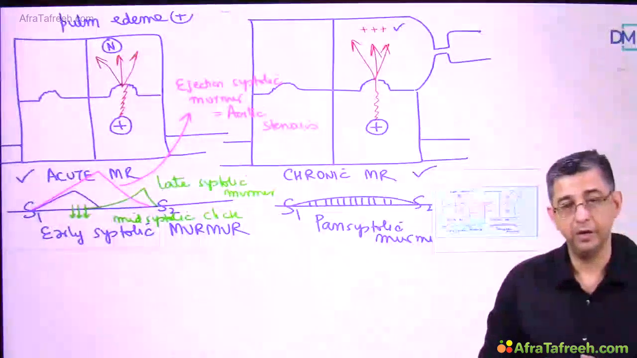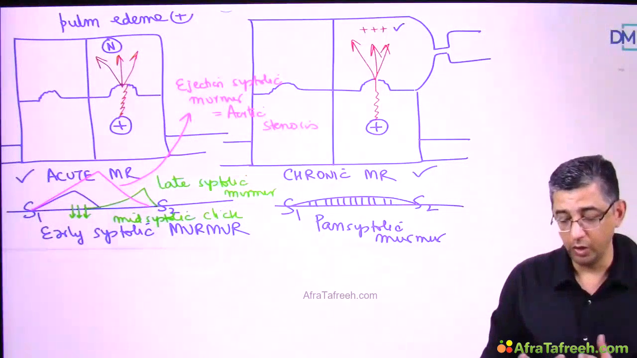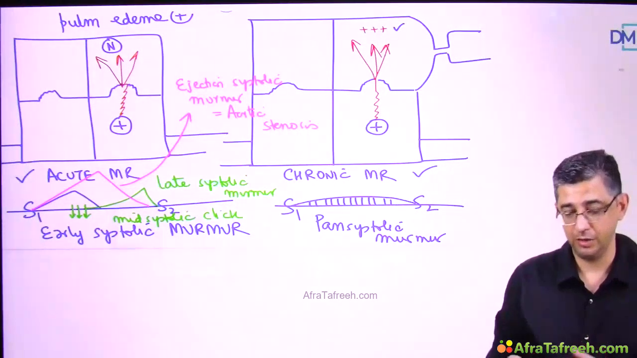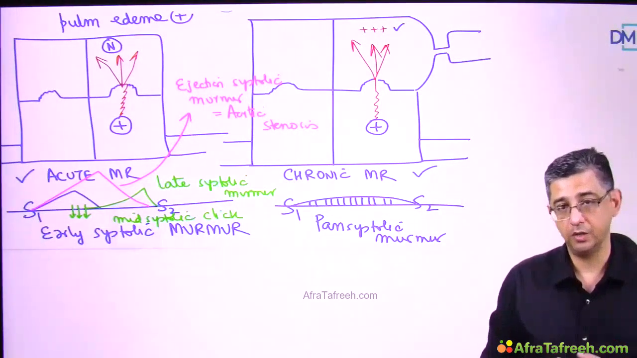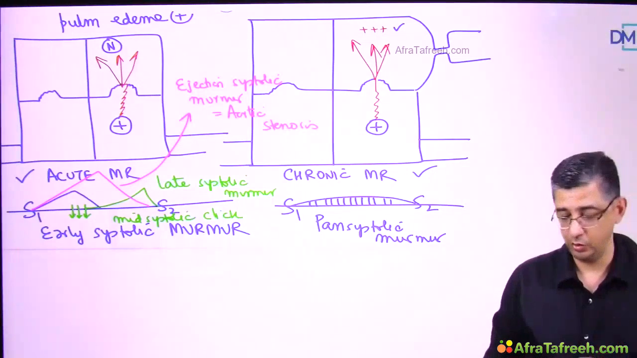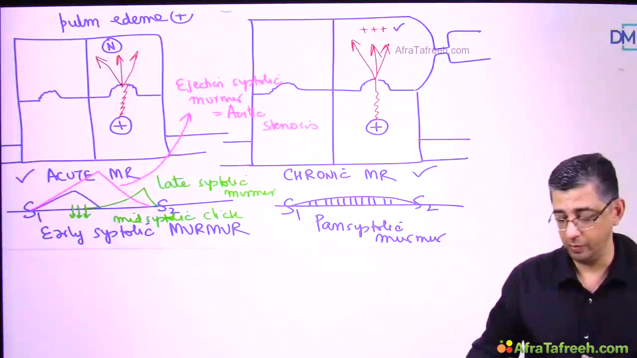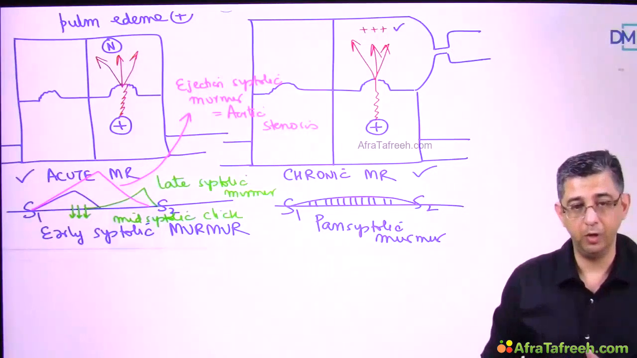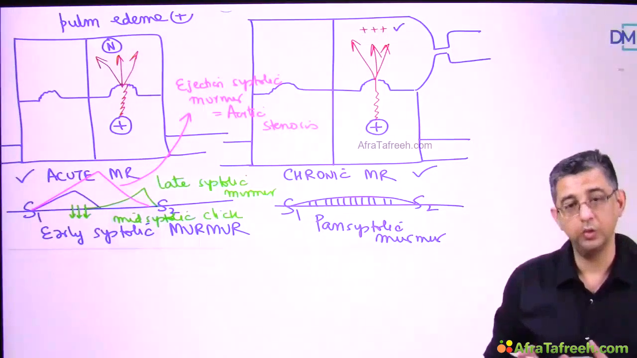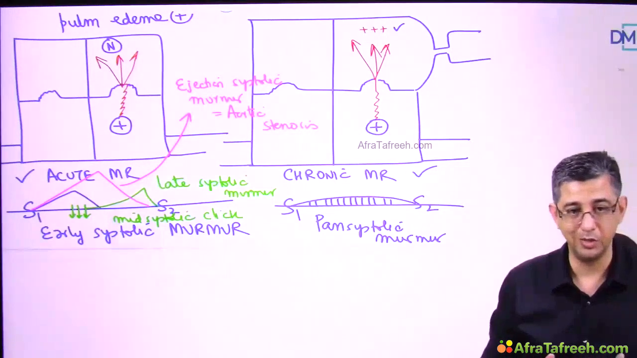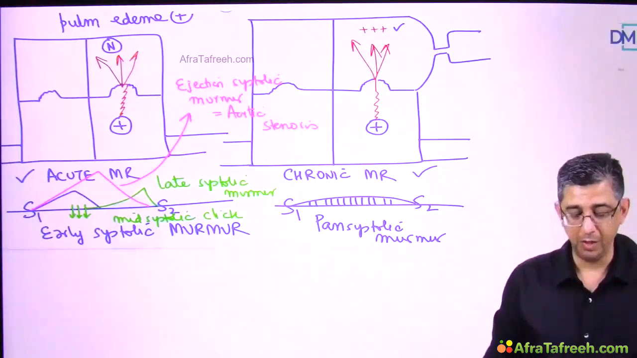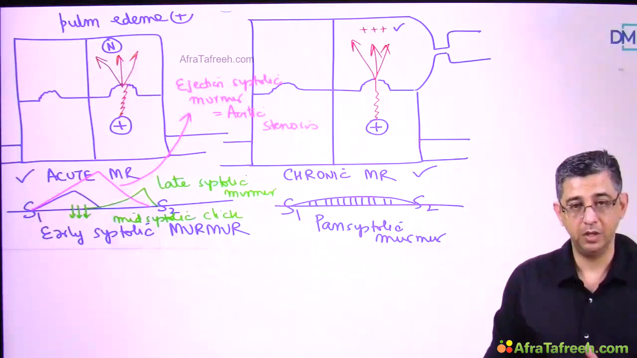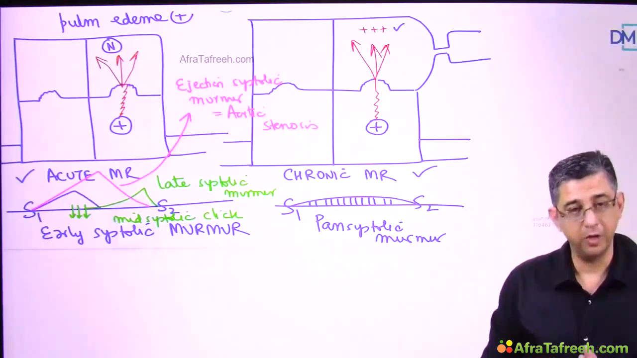Whereas the compliance of the atria is already more in persons of chronic MR, because the atria is used to continuous leakage of blood that has been happening for a long duration. So the pressure will not rise very suddenly. It's more of a plateau, so we call it a pansystolic murmur, but the duration will definitely be longer. It would be present all through the duration of systole, so we also call it a holosystolic murmur. Then remember, late systolic murmur for mid systolic click, and ejection systolic murmur for aortic stenosis.